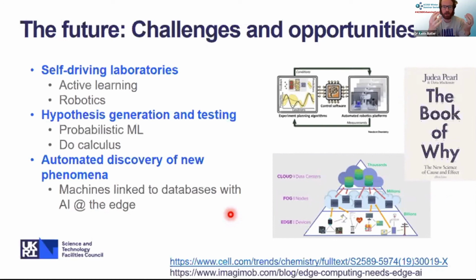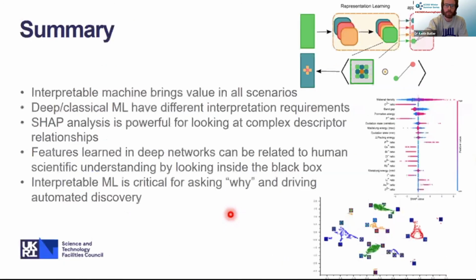And if we have scenarios where we've got experimental facilities, be they local ones or large scale national ones like at RAL, where we've got AI at the edge linked with databases and interpretable machine learning models exploring new physics. So I'll skip over the summary in the interest of time.